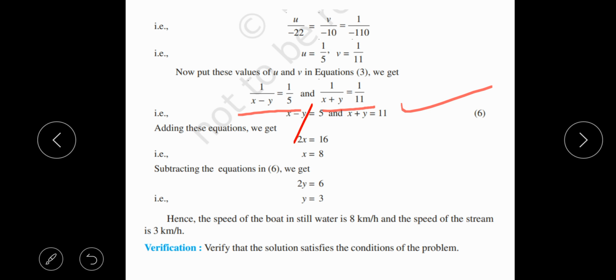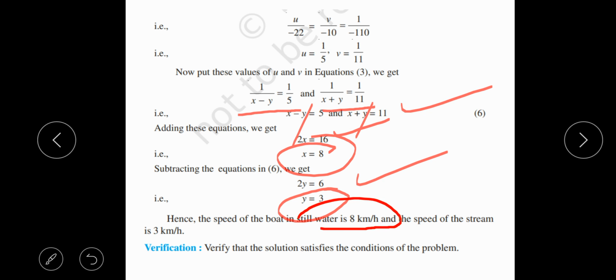After adding, y will cancel out, x plus x, 2x is there, and 11 plus 5, 16. So 2x is equal to 16, x is equal to 8. Now put the value of x equal to 8 in any one equation, you will get value of y as 3. Hence the speed of the boat in still water is 8 kilometer per hour, and speed of the stream is 3 kilometer per hour.